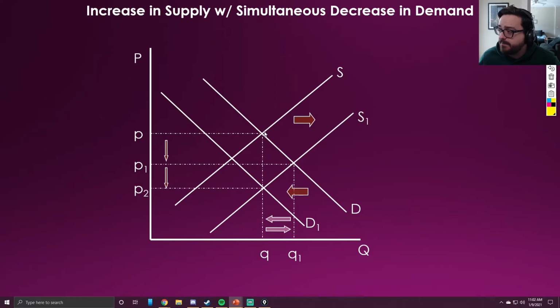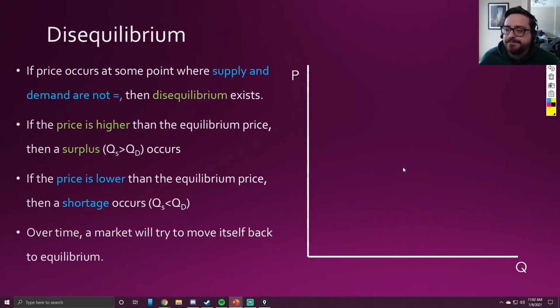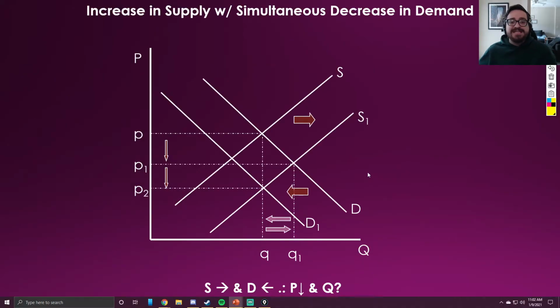My X-shaped line graph has just straight up moved downward. So my Y value is lower. Price has gone down. My X value is staying the same visually, which means it's indeterminate. Don't know what's happening to quantity there. Okay. So that's it for simultaneous shifts.